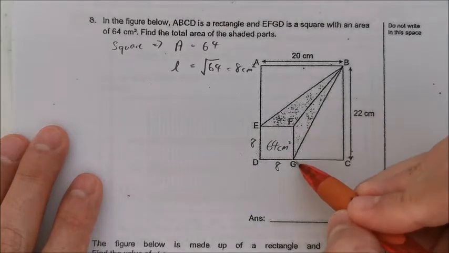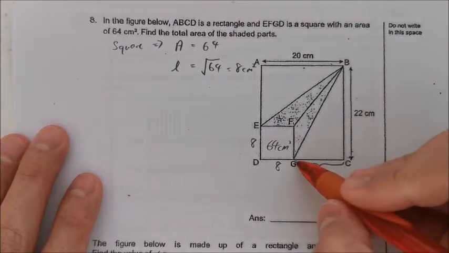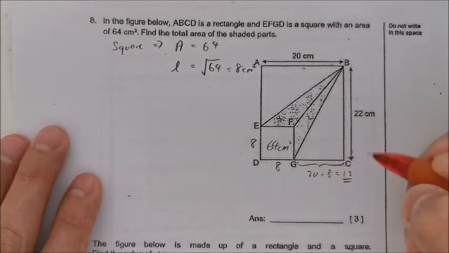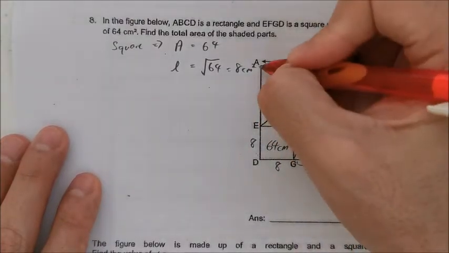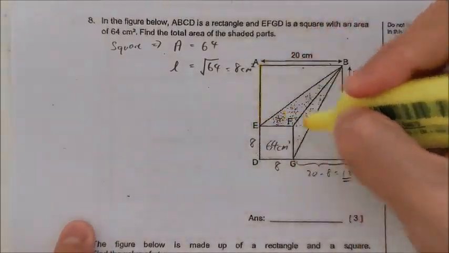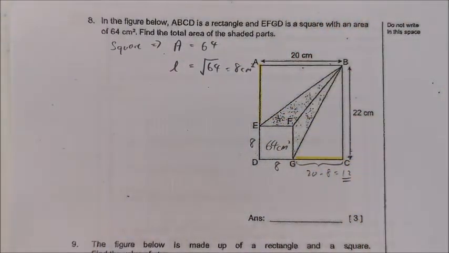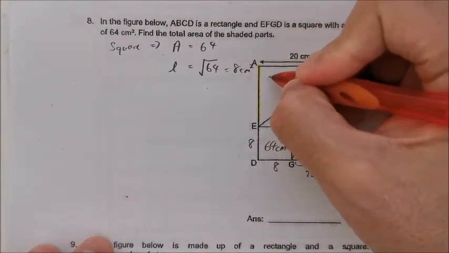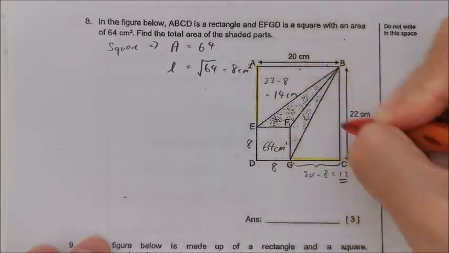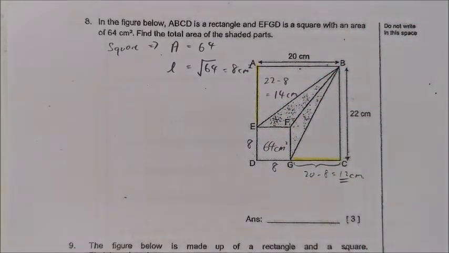Okay, if this is 8, then GC will be 20 minus 8, I have 12. Then this side here, AE, I can also get it by taking 22 minus 8, 14 cm. Okay, so find the total area of the shaded part.